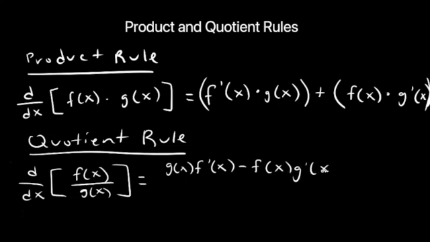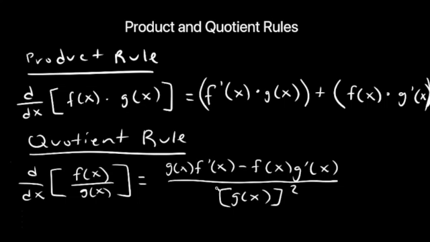So you take the denominator, normal, multiply it by the derivative of the top, minus f of x times g prime of x. So this part is pretty much the same as the product rule, except you're just subtracting the two instead of adding them. But this part is entirely new. You have to get g of x and you just square this. So this is the quotient rule.